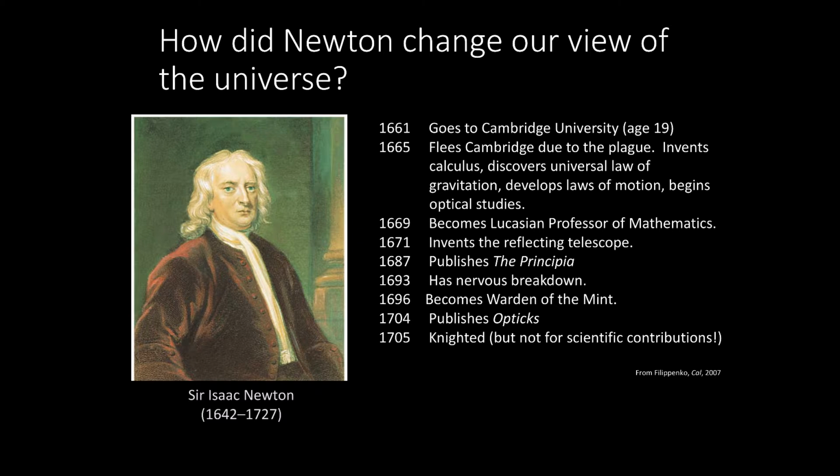And during those 4 years, he did all of that, and then in 69, he became the Lucasian Professor of Mathematics. He invented the reflecting telescope, which is the type of telescopes we use today. We'll talk more about what that means later. He published his book, The Principia. He had a nervous breakdown. He became the warden of the mint, which is odd because the mint is where they made money. It's a little strange that he became the warden of the mint, but he did. He published another book called Optics, all about optics. And he was knighted in 1705, but not for scientific contributions. So a really interesting dude.